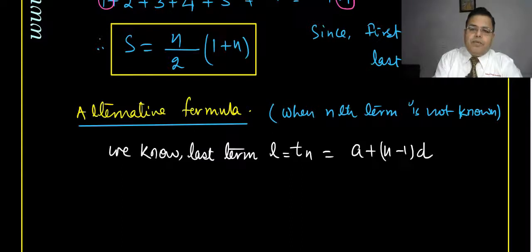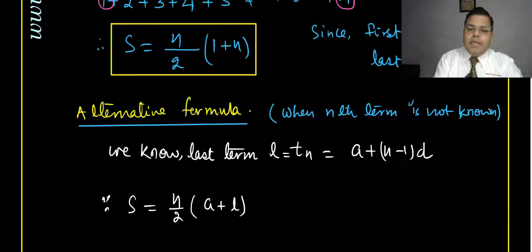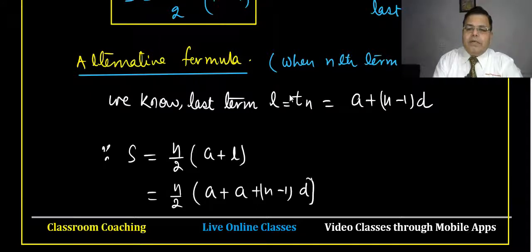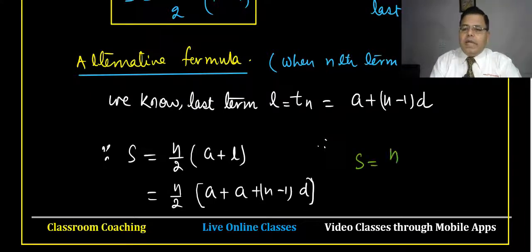So from the equation above, S is equal to n by 2 into a plus l, we know that. Now if I put in place of l, a plus n minus 1 into d, therefore it will be a plus a is 2a, 2a plus n minus 1 into d. So S is equal to n by 2 into 2a plus n minus 1 into d.